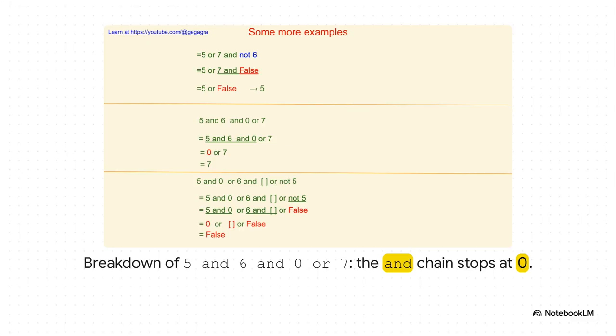How about 5 and 6 and 0 or 7? Okay, that chain of ands comes first. Python checks 5. That's truthy. Moves on. Checks 6. Also truthy. Moves on. Checks 0, and bam, stop. That's falsy. The entire and part of the expression becomes 0. So now we're just left with 0 or 7. The or operator looks at 0. That's falsy, so it keeps going. It looks at 7. That's truthy. It stops and returns the 7. And that's your answer. See? It's not magic, it's just a system.